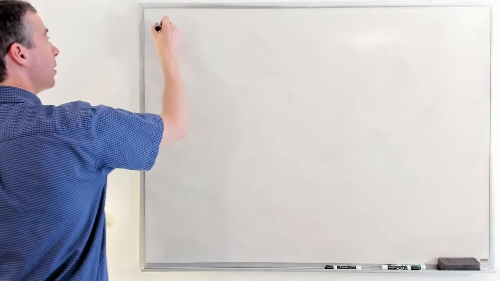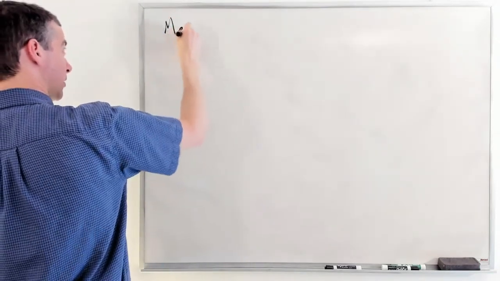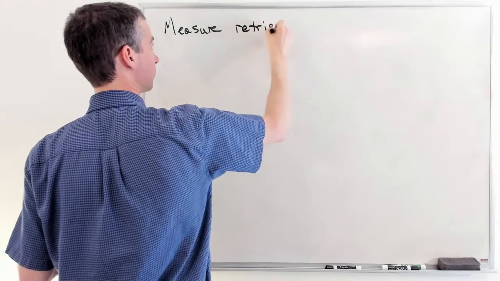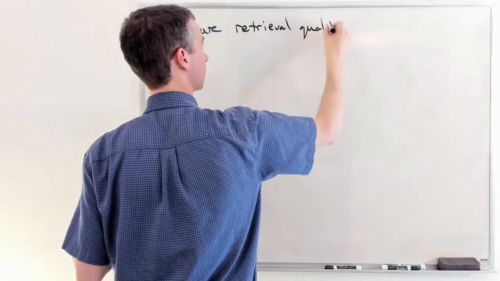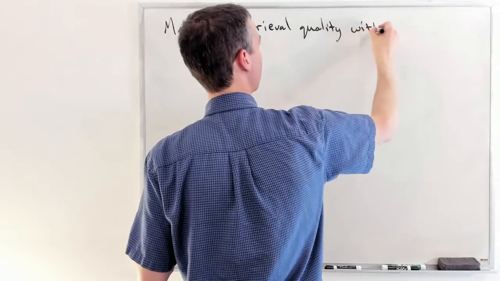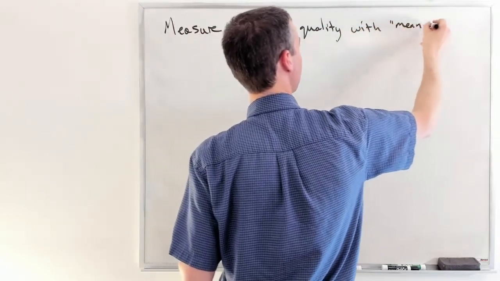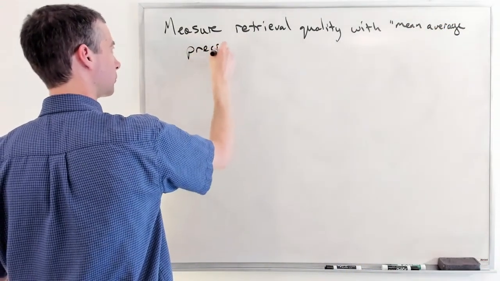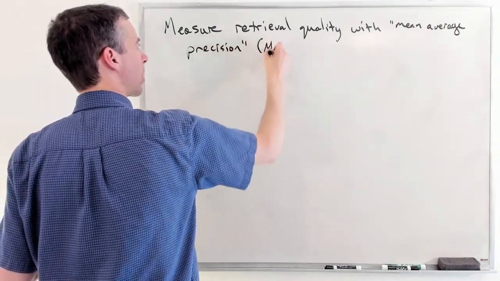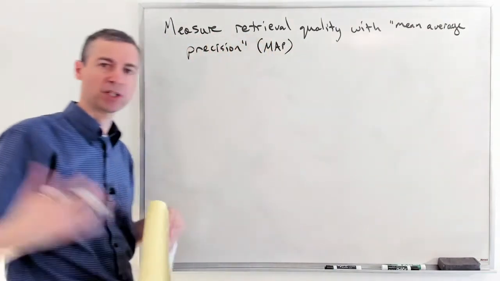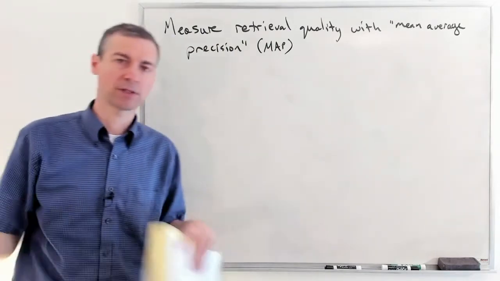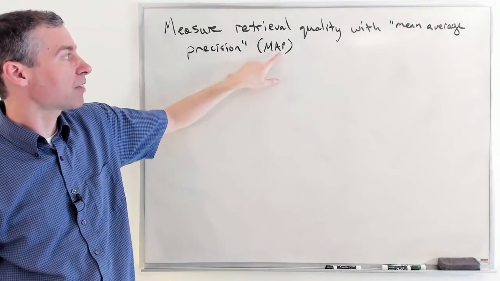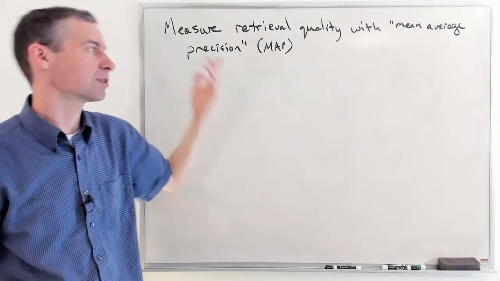Now, in this paper, they run a set of experiments, and we haven't talked about how to measure quality yet, but they measure retrieval quality with a measure called mean average precision. The measure itself is average precision. The mean part is that they are averaging it over all of the test queries, the test topics in their test collection. And so because it's kind of strange to say average precision, we say mean average precision, or MAP.